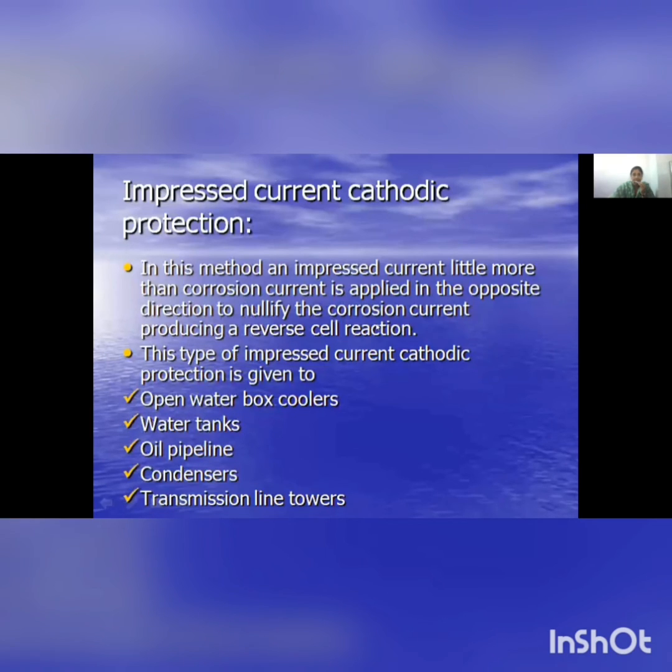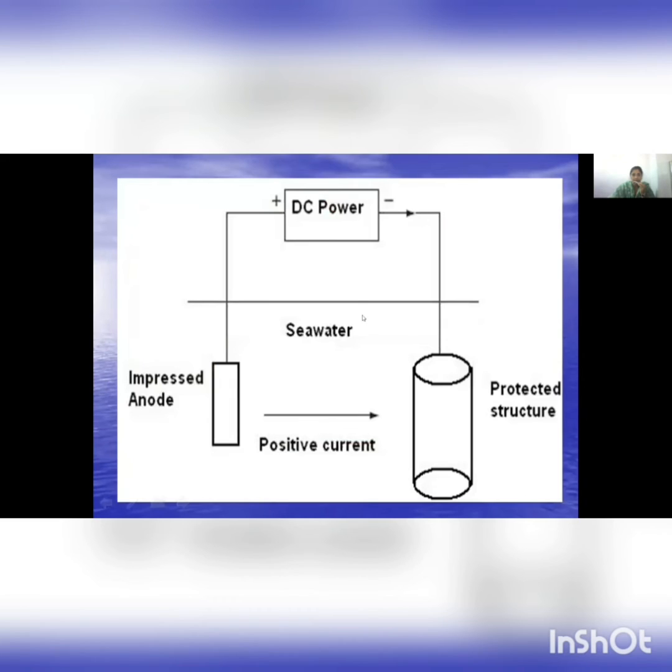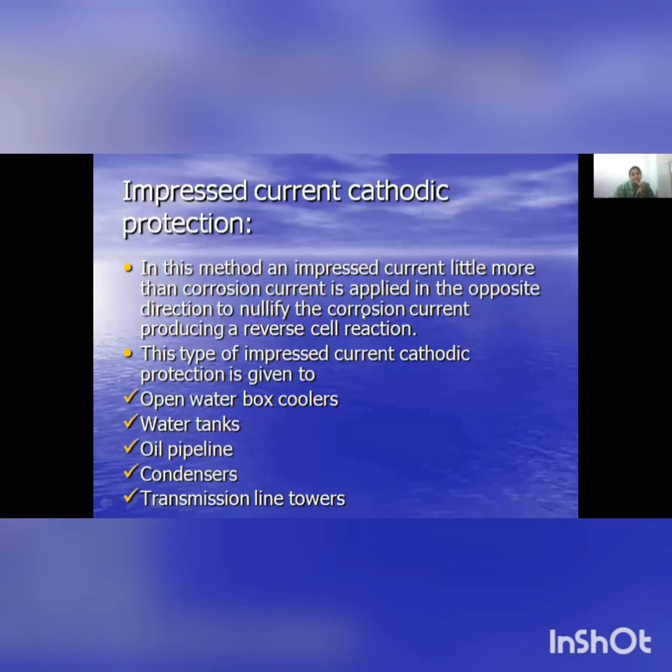And next, impressed current cathodic protection. In this method, an external current more than the corrosion current is applied in the opposite direction to nullify the corrosion current. So we have to apply an external current opposite to the corrosion current. That is nothing but impressed current cathodic protection.